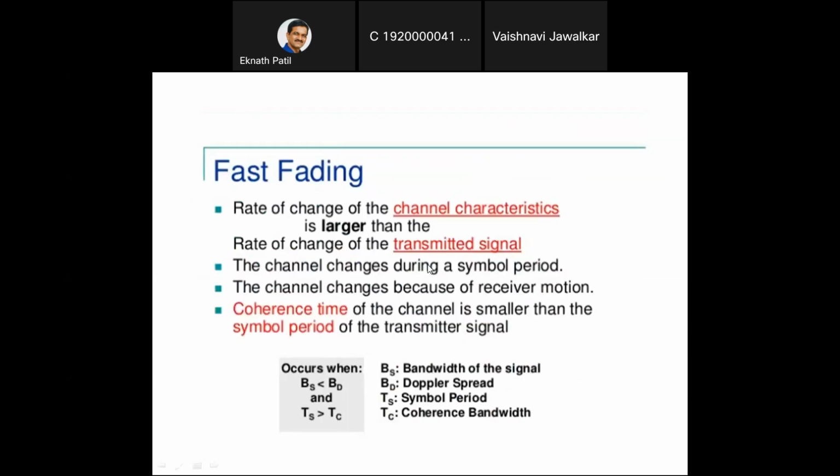Fast fading: the rate of change of the channel characteristics is larger than the rate of change of the transmitted signal. We take into consideration that the channel changes during the symbol period, because of the receiver motion. The coherence time of the channel is smaller than the symbol period of the transmitted signal; then fast fading happens. When fast fading happens, Bs, the bandwidth of the signal, is less than the Doppler spread, and Ts, the symbol period, is greater than Tc, the coherence time.